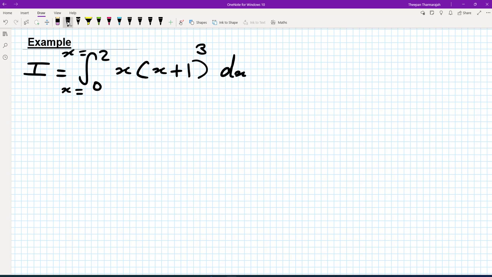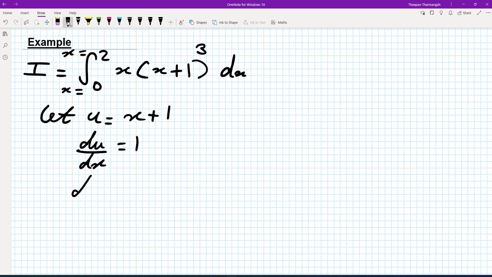So let's make a substitution and say let u be x plus 1. So du by dx will be 1, and therefore du is the same thing as dx. We need to make a substitution for x. Well, we can do that by saying u is x plus 1, therefore x is the same as u minus 1. So I'm going to make a little substitution section again, as we did in previous videos.